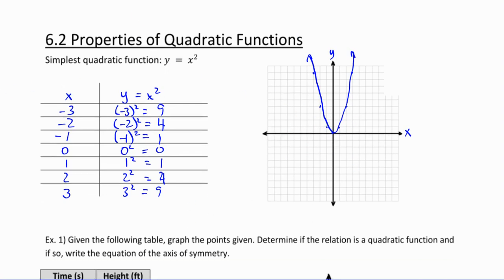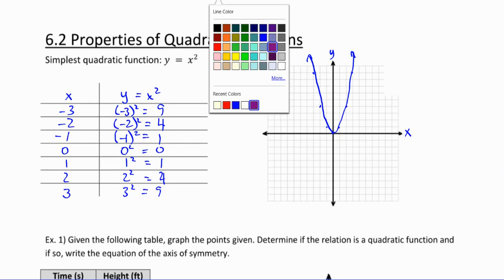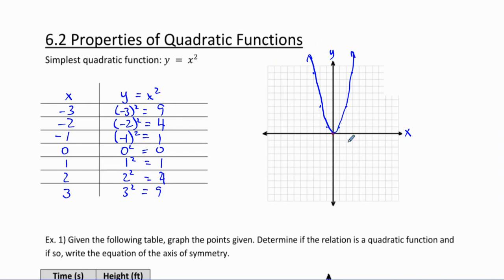There are a couple things that we can see from this parabola. In our most basic form, our vertex is at 0, 0. Our y-intercept is also at 0. We have one x-intercept at 0. And our equation of our axis of symmetry would be x equals 0. This is what we would consider a normal width.